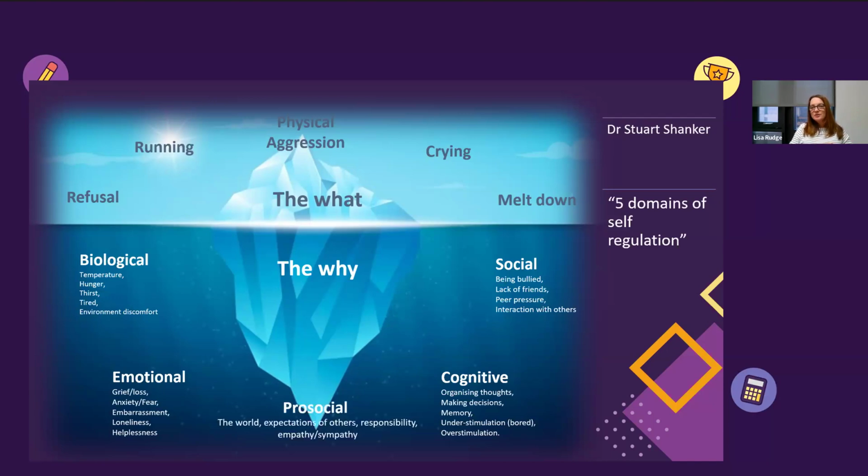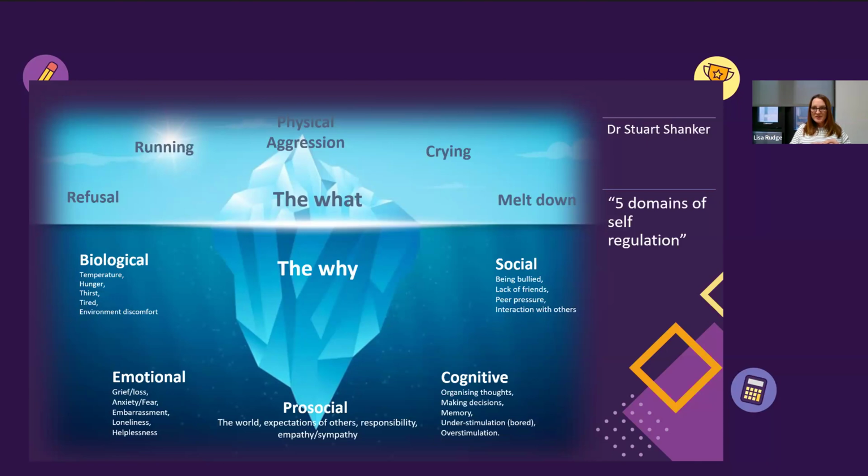And then there's the pro-social domain of regulation. The pro-social domain looks at perhaps those wider concepts, the world. Okay, what's going on in the world right now? I'm sure lots of us have seen the news just recently. Some of us might be avoiding the news. There's an awful lot going on in the world. Are our children in our classrooms perhaps absorbed in that media frenzy that's happening at the moment? Do they worry about what's going on in the world right now?